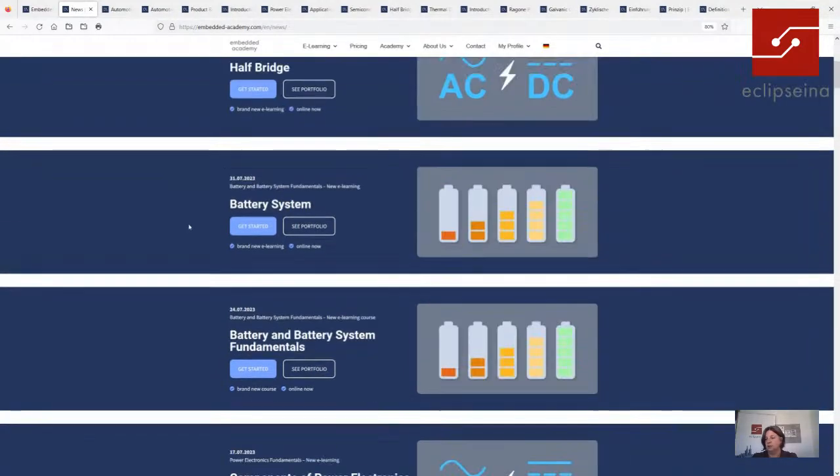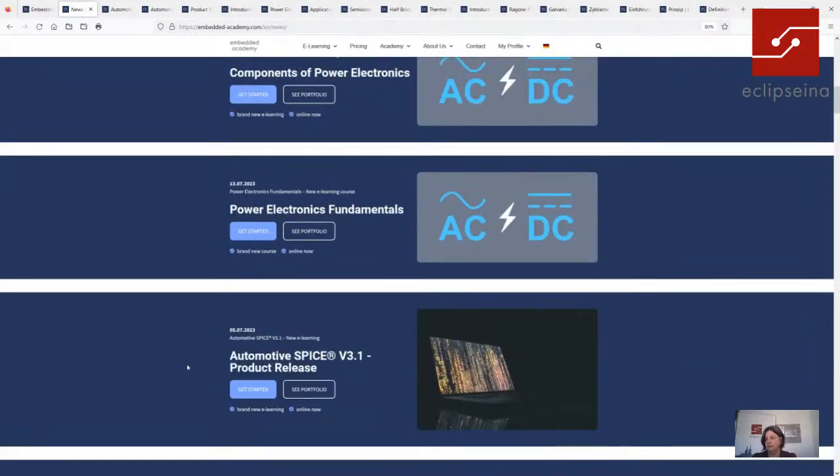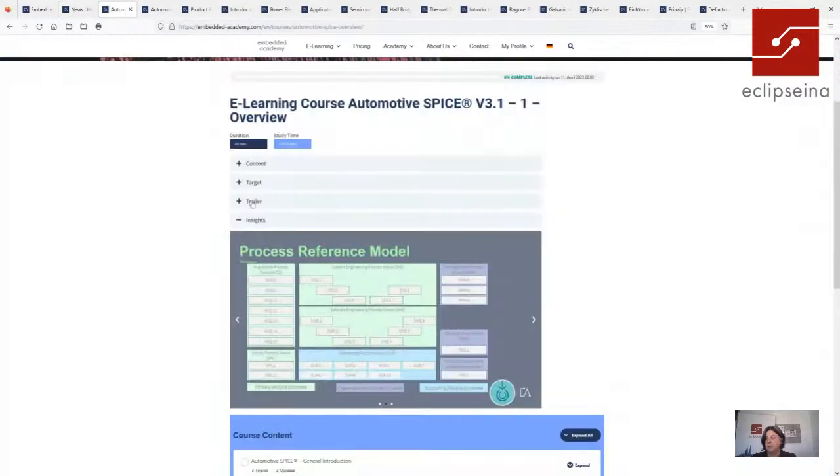So scrolling back down, starting with the first one, Automotive Spice product release. We're looking at this process reference model of Automotive Spice, and the product release is SPL2.